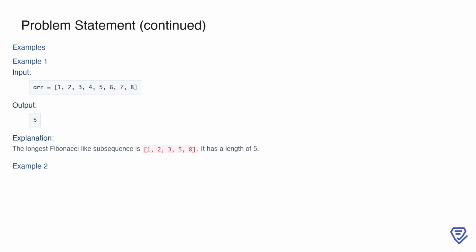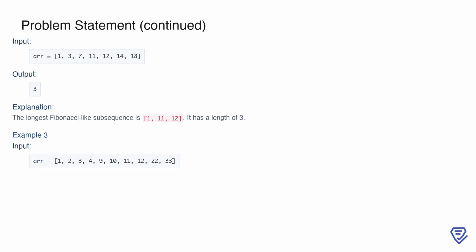Suppose the input array is 1, 2, 3, 4, 5, 6, 7, 8. The output for this input is 5. This is because the longest Fibonacci-like subsequence in the array is 1, 2, 3, 5, 8. Notice that each number in this sequence is the sum of the previous two numbers, and the order of elements matches the order in the original array. The subsequence has a length of 5, which is what we return.